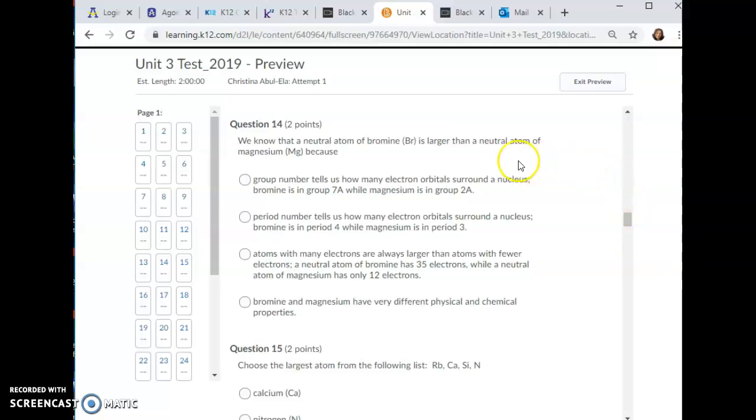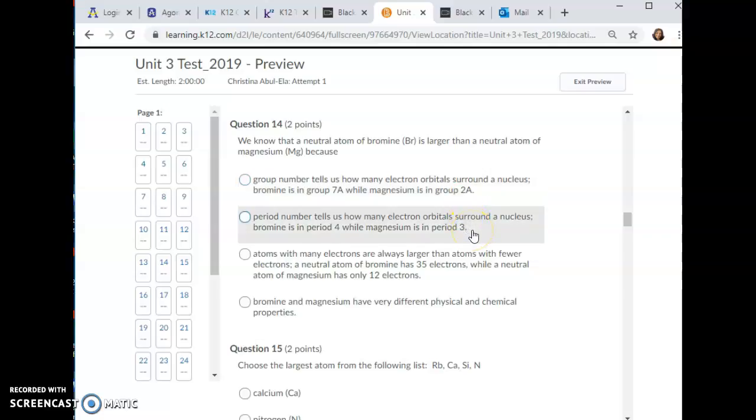Question 14. We know that a neutral atom of bromine is larger than a neutral atom of magnesium because group number tells us how many electron orbitals surround a nucleus. Bromine is in group 7A while magnesium is in group 2A.